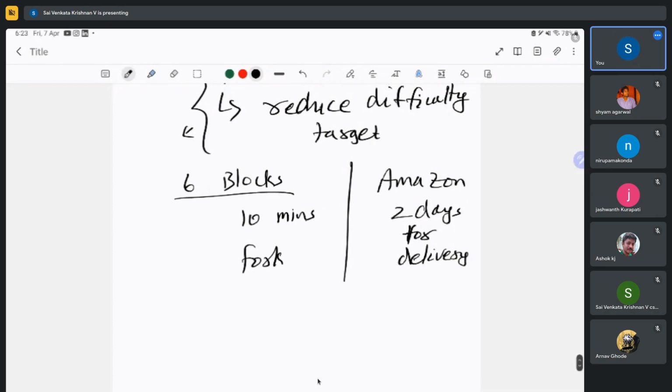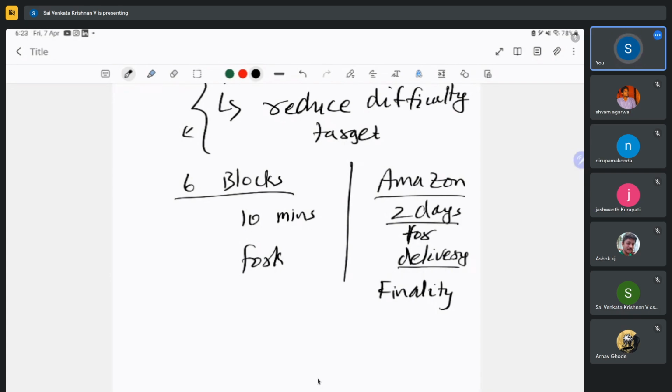So you can go with the normal one block per 10 minutes, because in Amazon, since it takes like 2 days for delivery, the seller can definitely wait for 1 hour to see that 6 blocks are added on top of that particular transaction, and wait for the transaction finality to be achieved. And then the seller can confirm the transaction and deliver the goods.